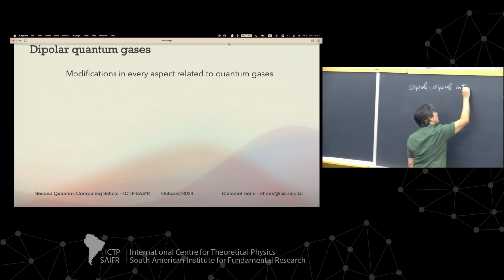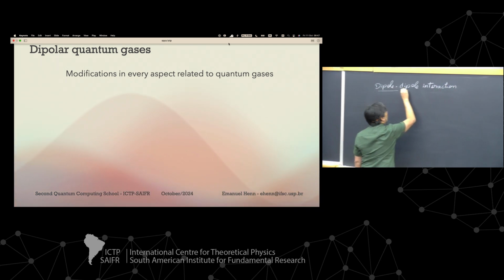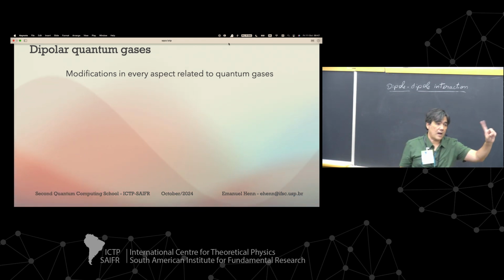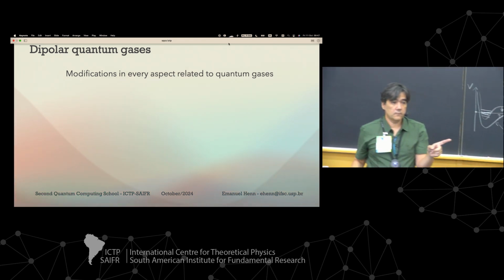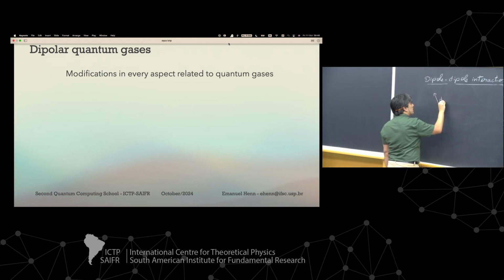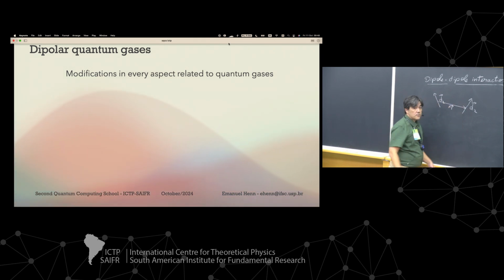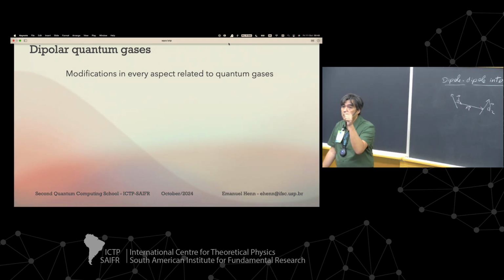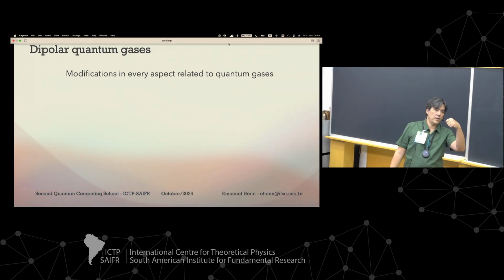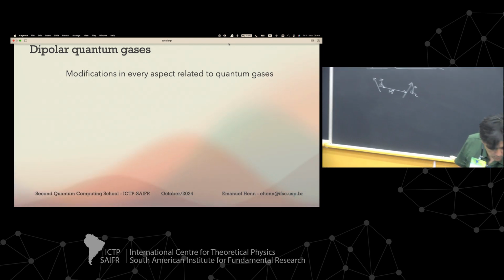You might have solved this problem at some point in an electromagnetism course. What's the energy of a dipole in the presence of a second dipole? If I have a dipole, let's say d1, in the presence of a second dipole, d2, and they are a distance r apart, what's the interaction energy of those? I think all of us have, or many of us maybe, worked this out at some point. And this potential looks like this.